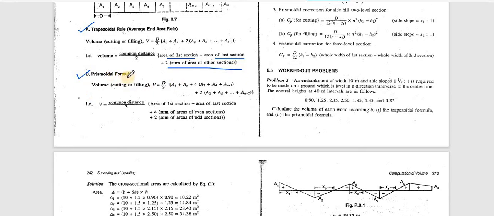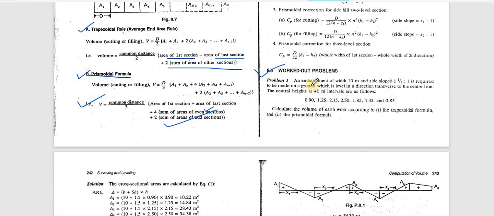Okay, in the similar manner, prismoidal rule is related to your Simpson rule. So that will be your common distance by 3. Okay, area of first section plus area of last section, 4 times the sum of area of even sections and twice the sum of your odd sections. Okay, so you need to use these two formulas to calculate the volume. So we will try to solve one numerical related to this, and then after that we'll end this chapter.